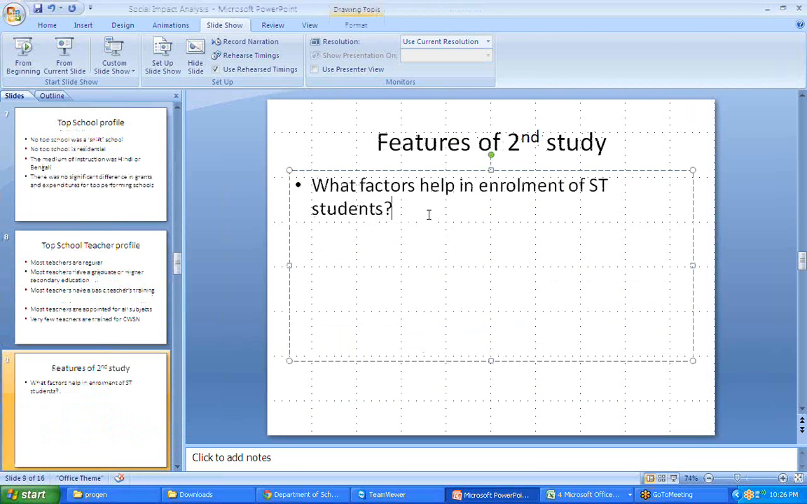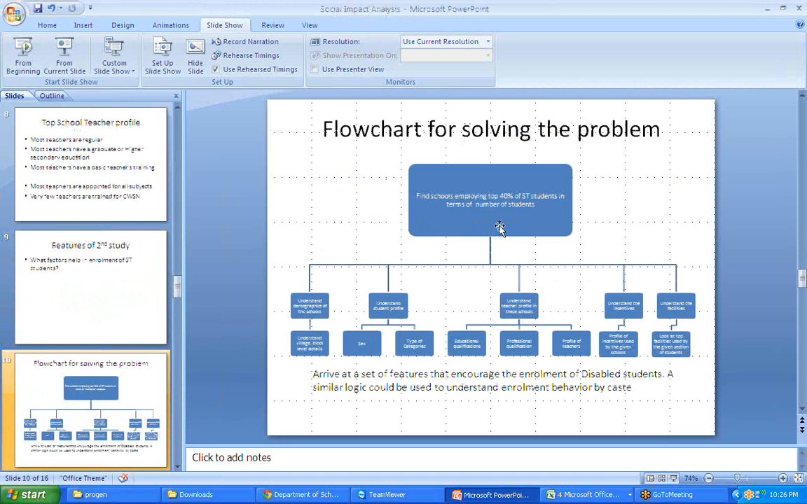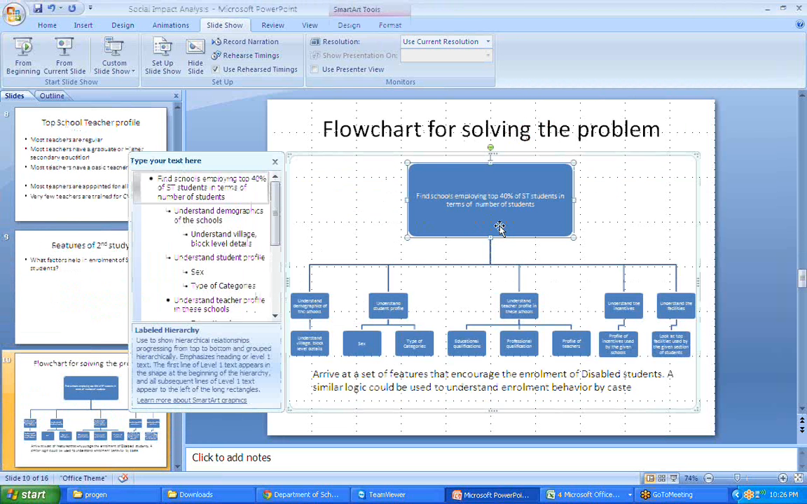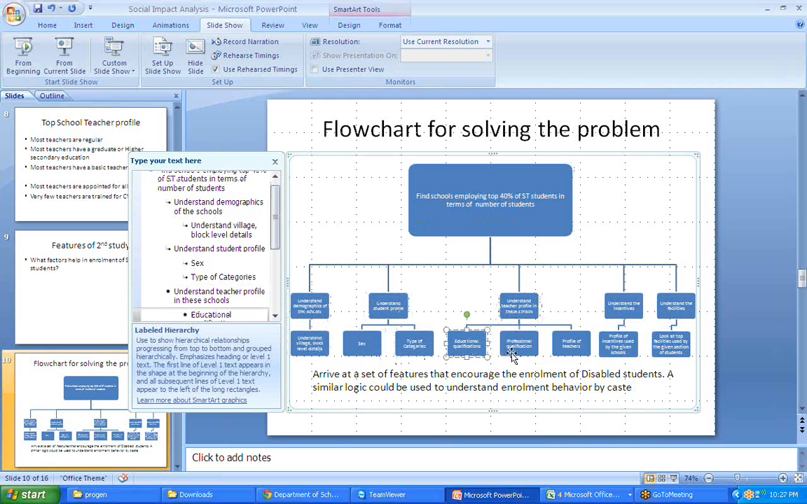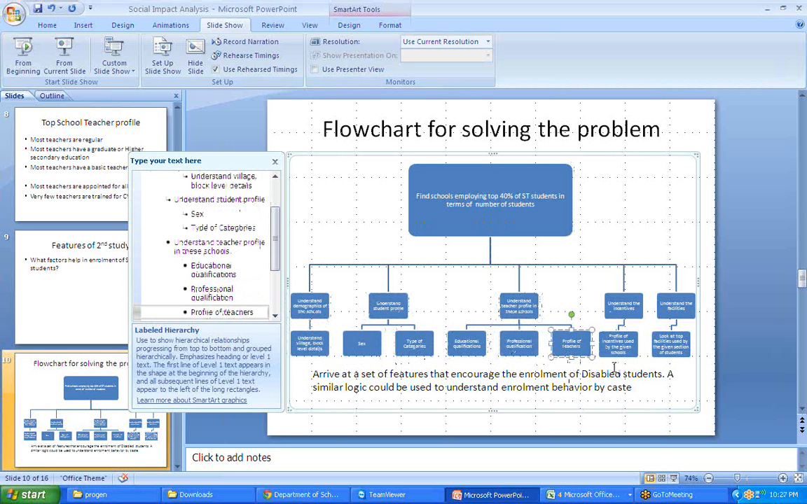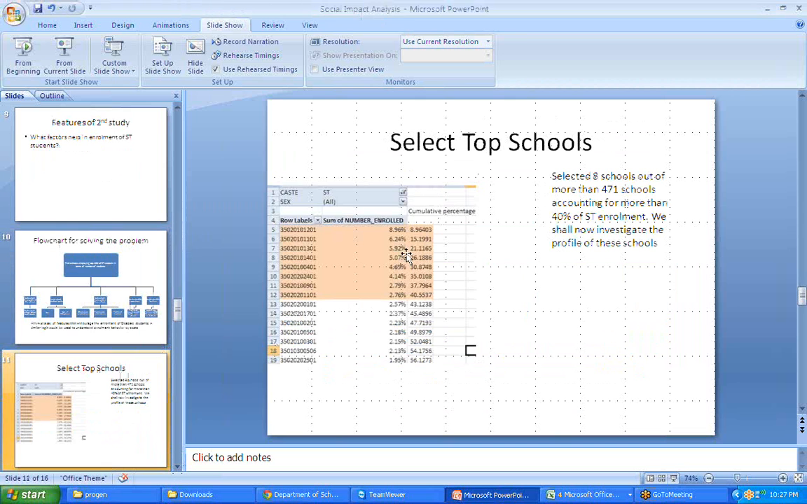The second one was what factors help in the enrollment of ST students. In this case, we found the schools enrolling the top 40% of ST students in terms of number of students, and understood the demographics of the schools, student profile, teachers' educational qualifications profile, the incentives, and so forth. Again we selected the top schools. Again, only 8 schools out of 470 had 40% of ST enrollment. That was a critical thing.